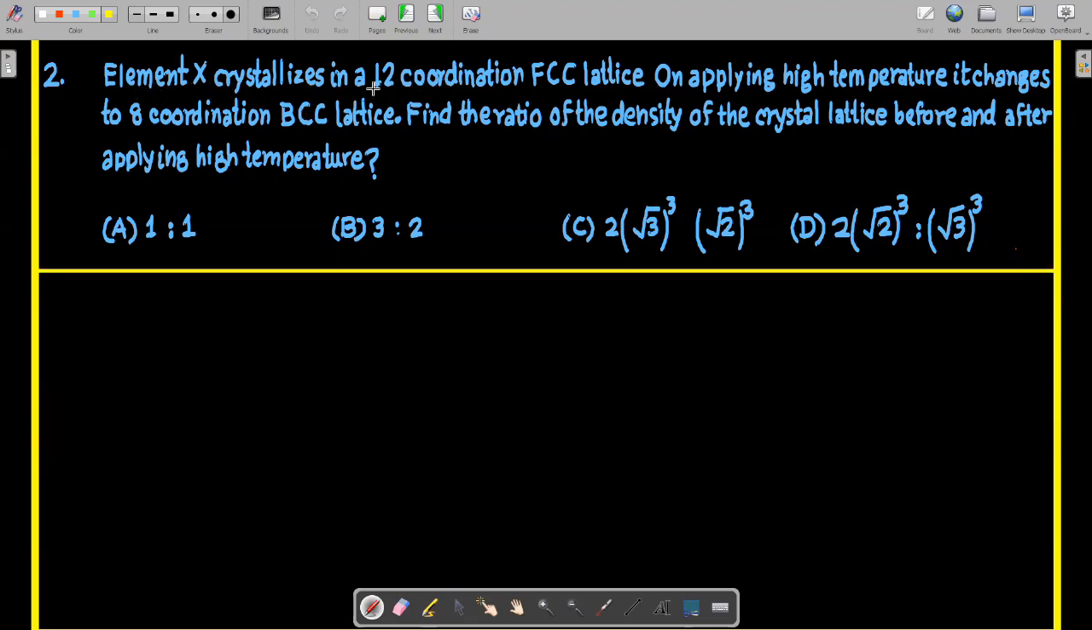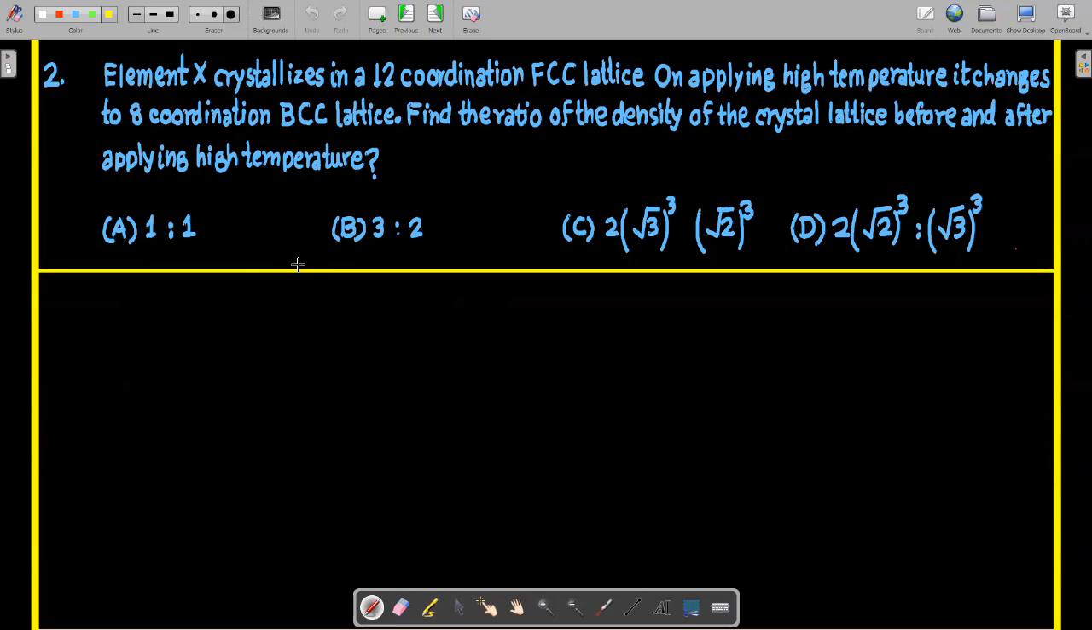Since it is an element, it is a metallic crystal. So in a metallic crystal, the highest coordination number we find is 12. Now it is converted into coordination number 8, that is BCC. So FCC is converted into BCC lattice. Find the ratio of density of the crystal lattice before and after applying high temperature. Okay, so we have to calculate what the ratio is.